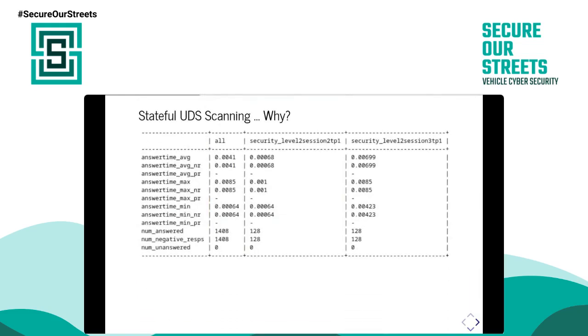Another important or interesting fact is the response time of an ECU. Here you see two different sessions, and the response time changes by an order of 10, depending on whether we are in session 2 or in session 3. As you can see, for example, in the first line, the average answer time for a negative response. A negative response is a good comparison here, because a negative response always consists of 3 bytes, which means the time on a CAN bus is always the same.